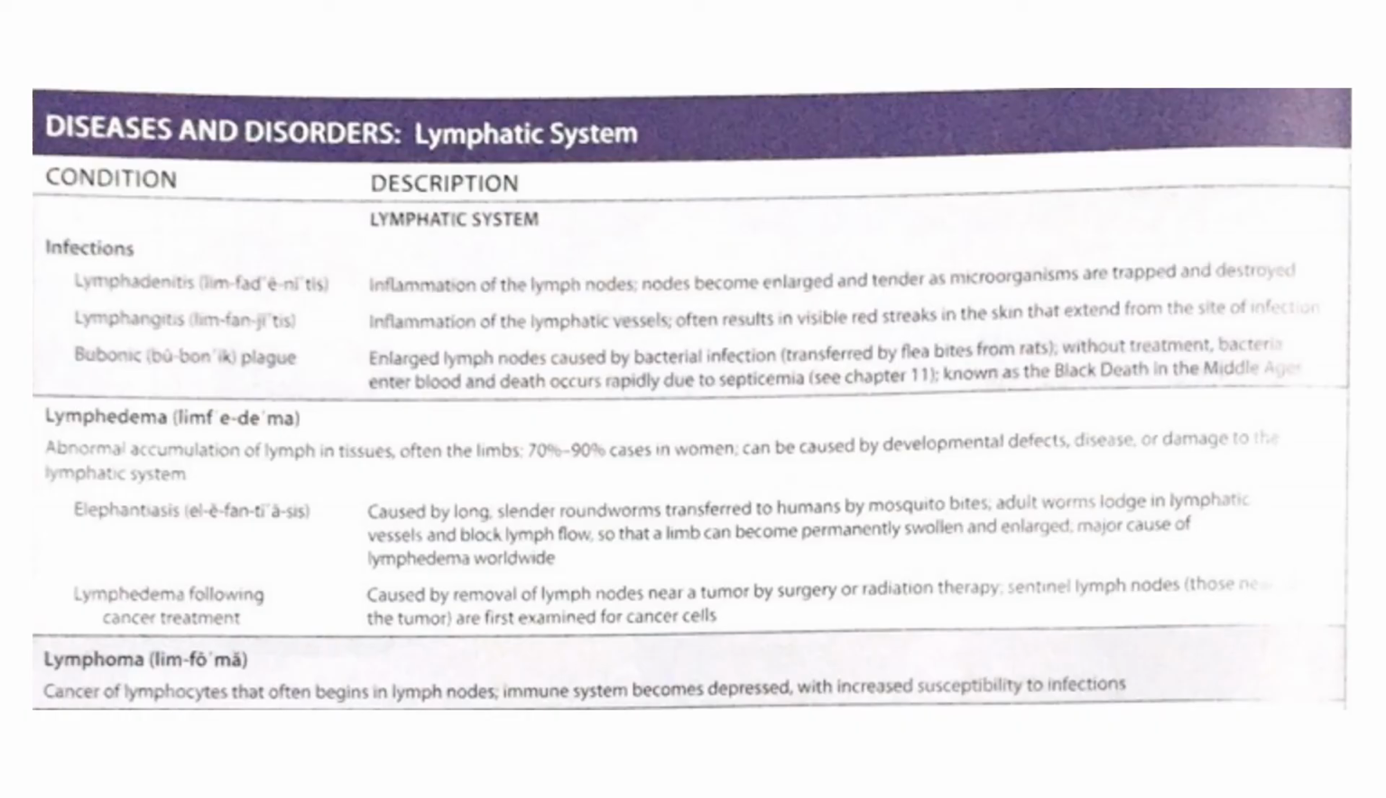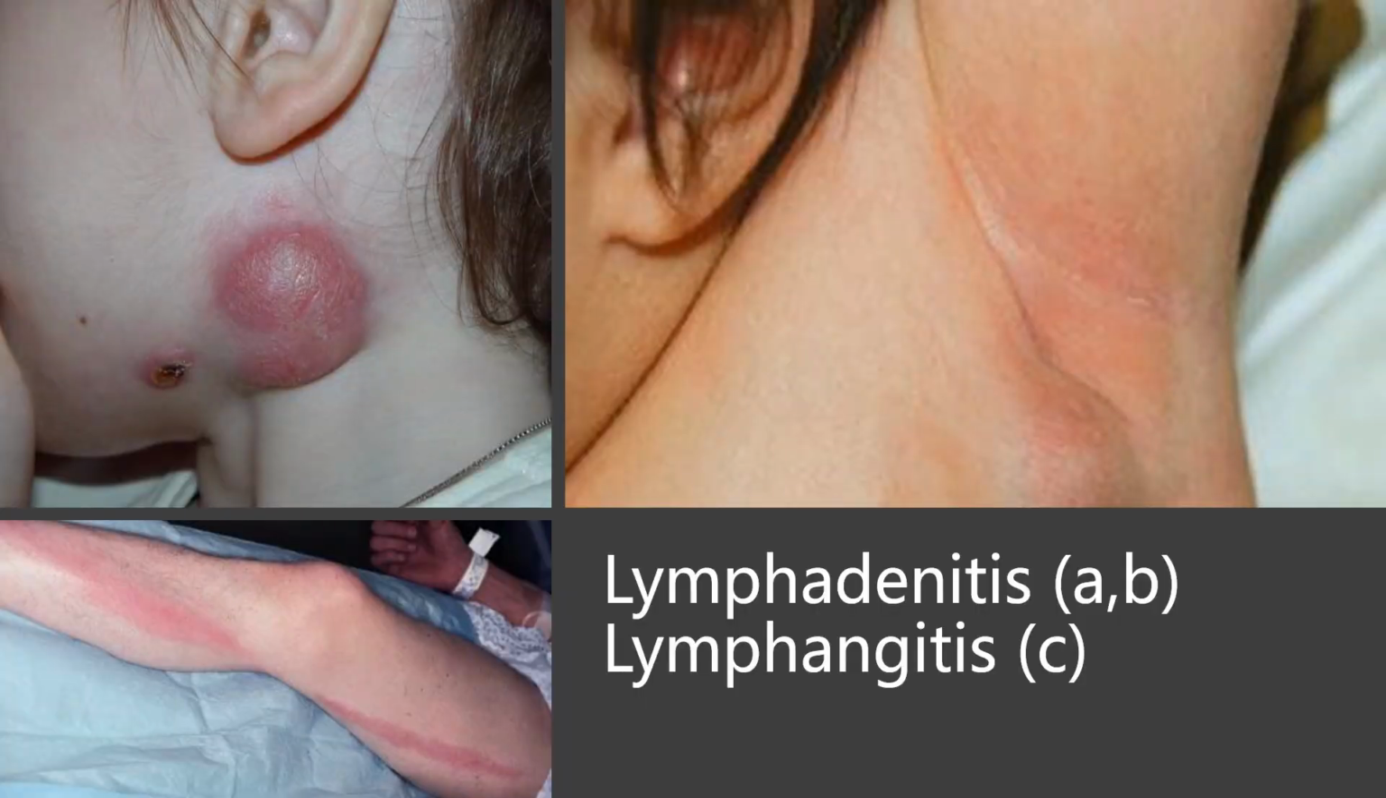So for the clinical correlations, please check the information on the representative diseases and disorders in your book. This is just a summary of the infections that are correlated when it comes to your lymphatic system. In this image, you will see lymphadenitis for the first two images above. This is because of the inflammation of the lymph nodes, where the nodes become enlarged and tender as microorganisms are trapped and destroyed. In Tagalog, we call it actually kulani.